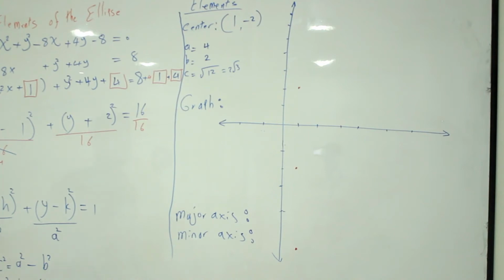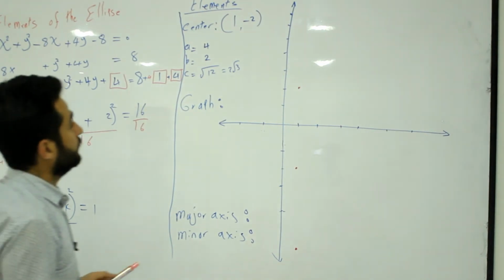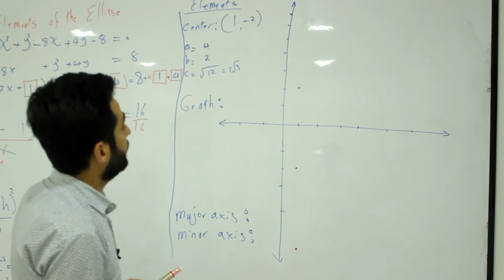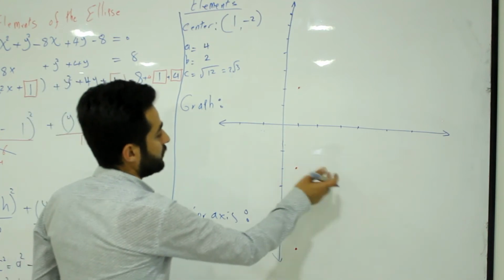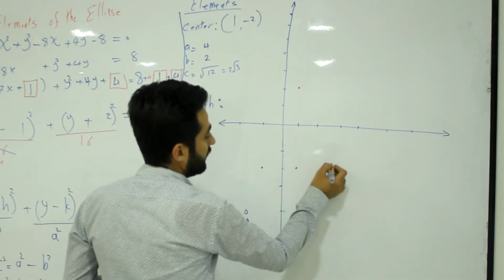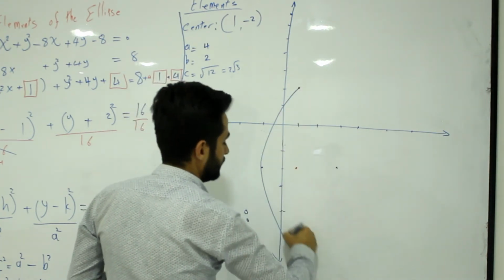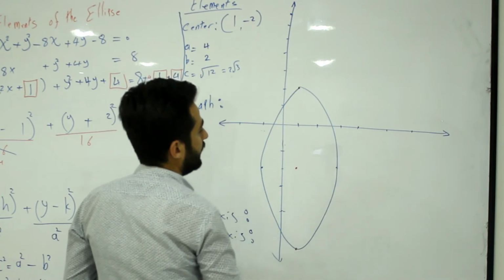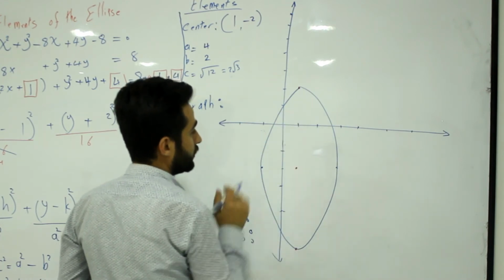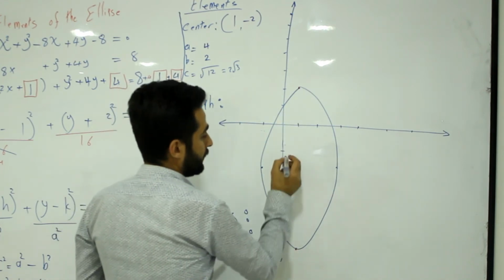And then, what should we do? We have to say 2 units to the right and left. So this becomes a graph like this. And then we have foci here. Okay, now let's plot the points.